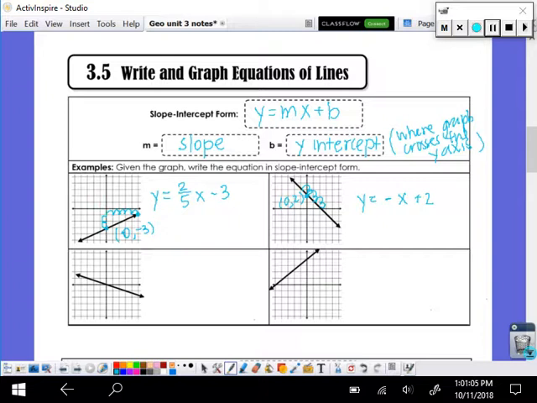Third one, again, this is going to be a negative slope. My intercept point is 0, 0. It looks like there's another point. So we're going up 1 to the left, to the left 3. Y equals -1/3 x. There is no b. B is 0, so it's not necessary to put plus 0. We'll just leave that blank.